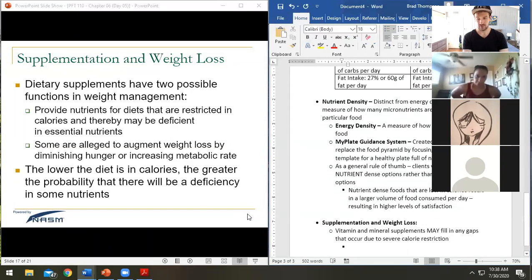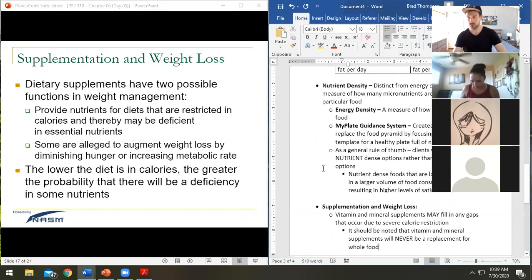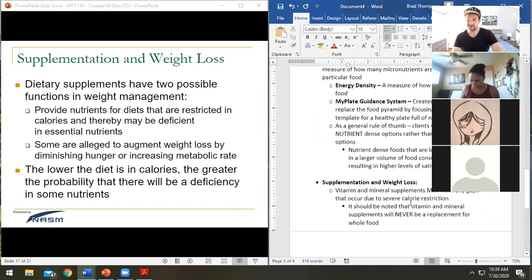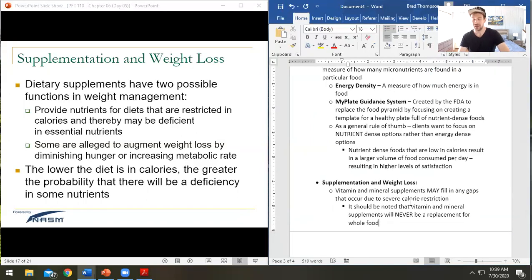However, it should be noted that vitamin and mineral supplements will never be a replacement for whole food, ever. I don't think anybody would, I don't believe a vitamin company would be comfortable saying that. Actually, that's probably not true. It would make them money.